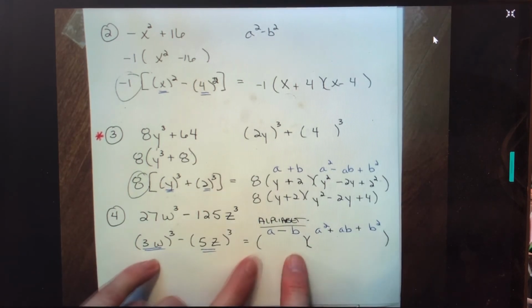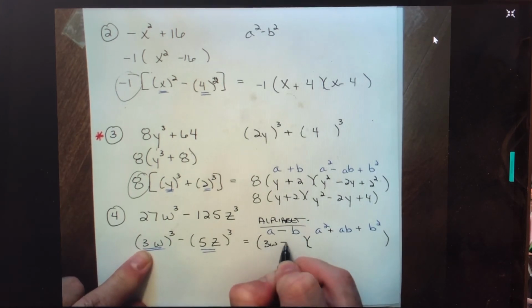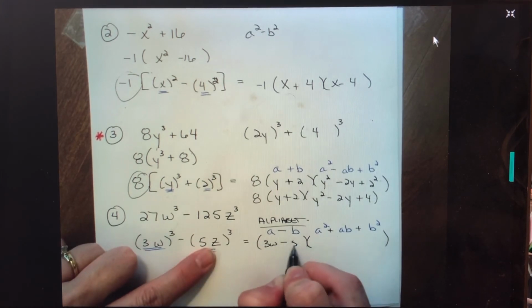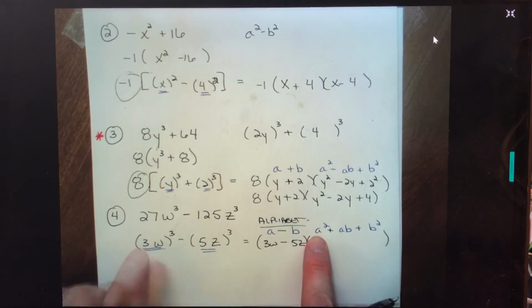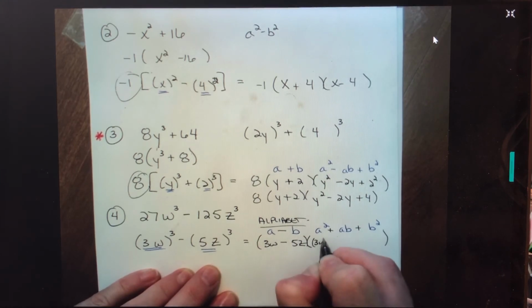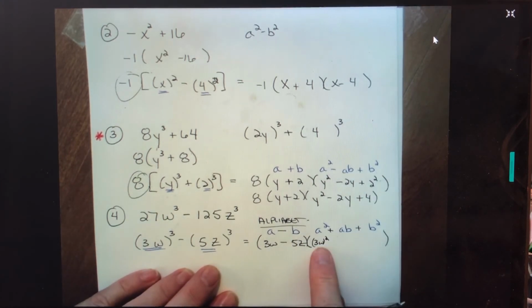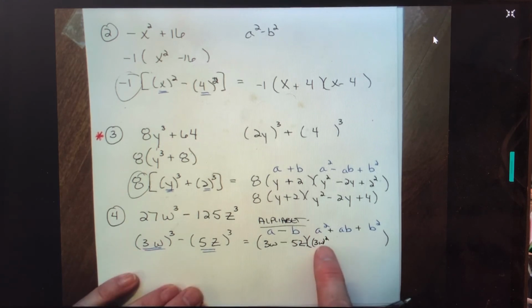Okay, so what do I need to map in here? The a, that's going to be 3w, I have a minus sign, and the b is 5z, so that's pretty straightforward, the a and the b. Here, the a squared, that means I need to take this 3w, that whole thing, and square it. And this is a common mistake that students make. They remember to square the letter, but a lot of times they forget to square the number if there's one there. So writing it this way again could be helpful.